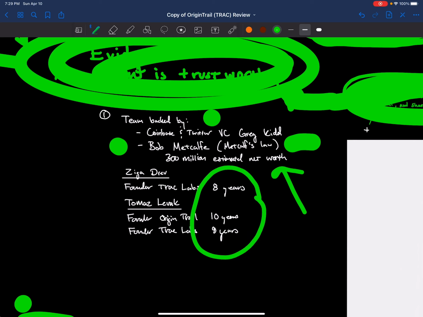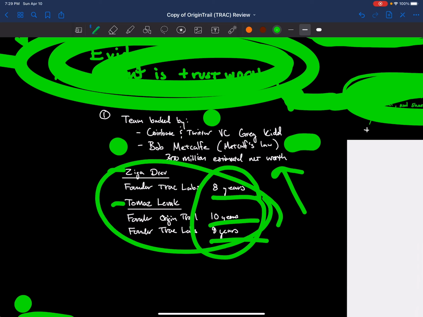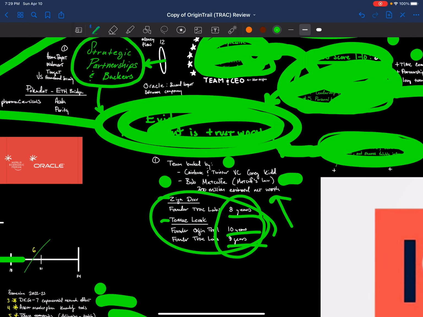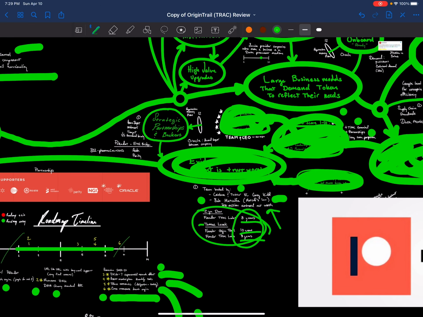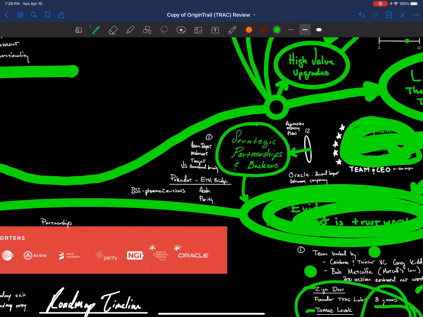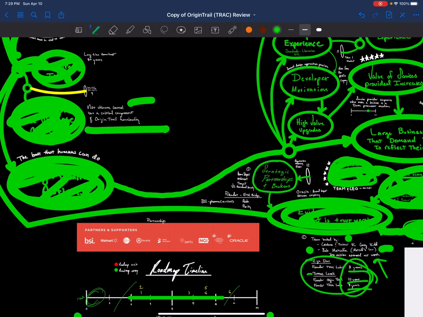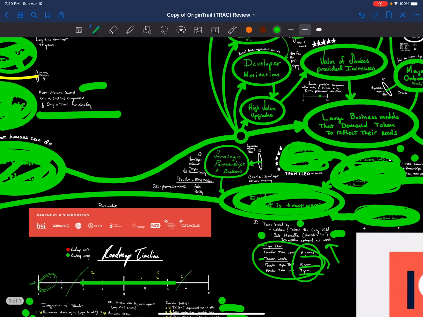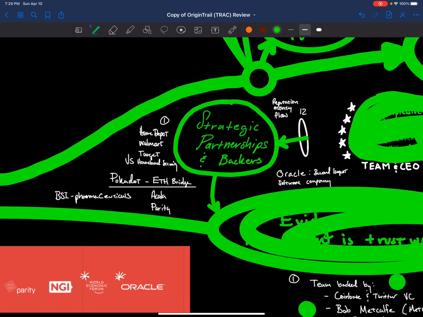And you can see that there's 8 years, 10 years, and 8 years for these different founders working on the project. For Ziga, Drev, Thomas, Livak, these people have been working on OriginTrail even before the TRAC token existed. So they've been working in supply chain management for a while. And that consistency, I personally think, is a strong thing. They're making their livelihoods about making the supply chain process more efficient, which is pretty interesting that they've been doing for so long.